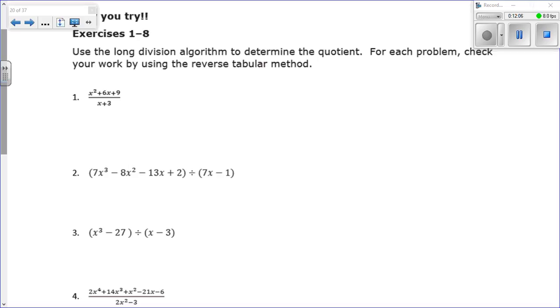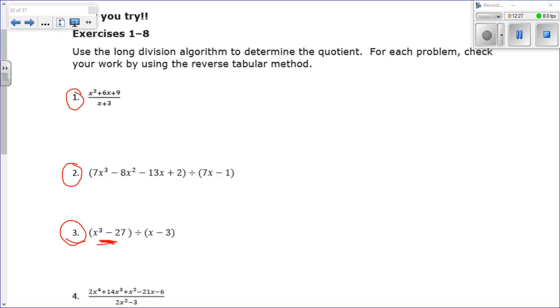That says for you to try. I'd like you to try and have a few of these done before you come to class. I would like to see number 1 done. I would like to see number 2 done. And number 3 I'd like to see done. But remember, you're missing some terms in here.